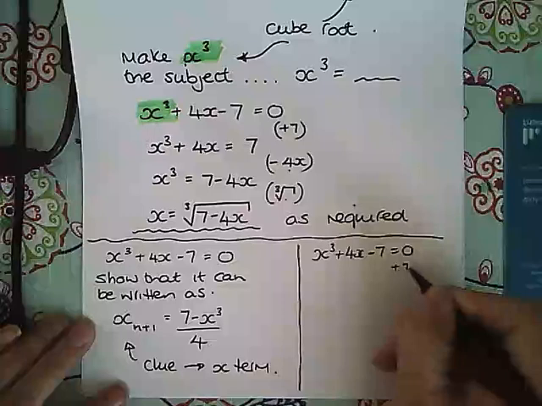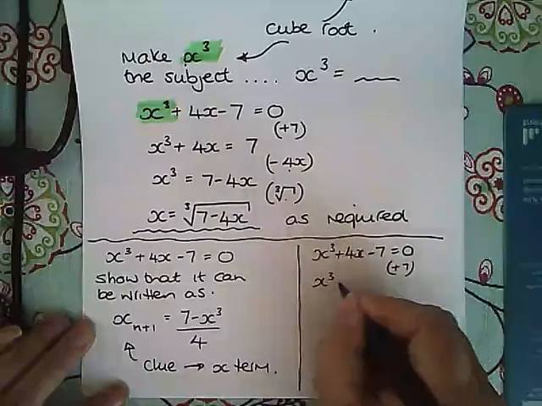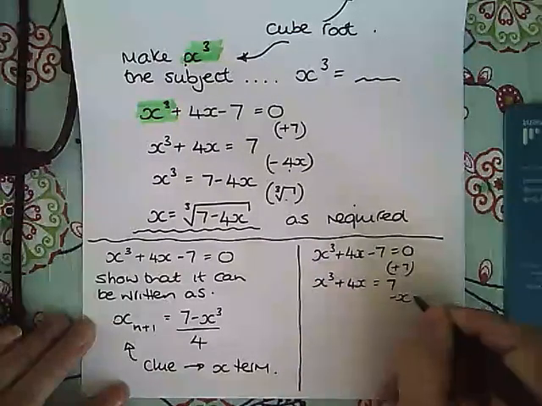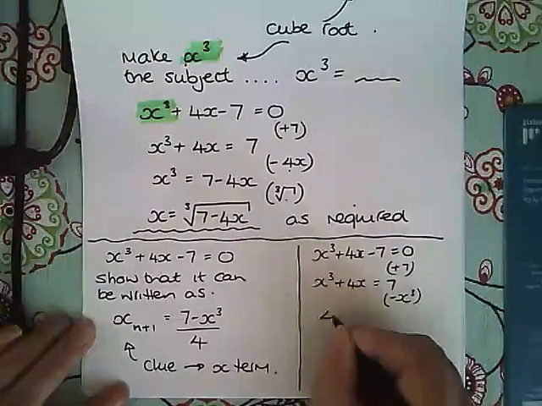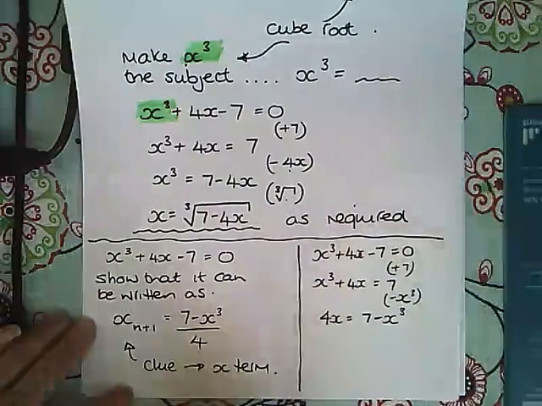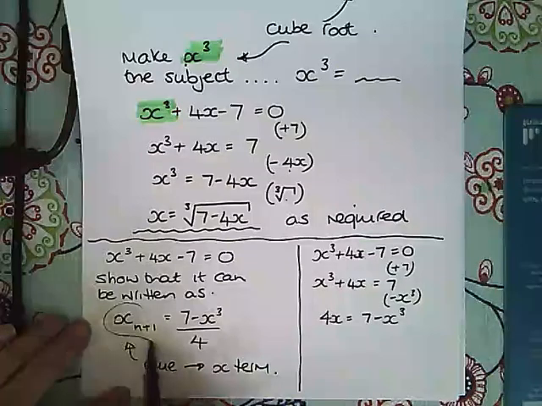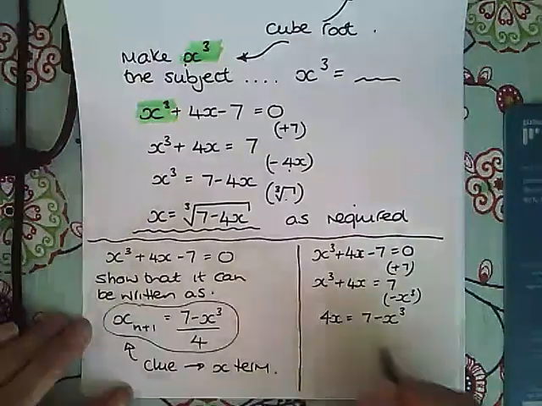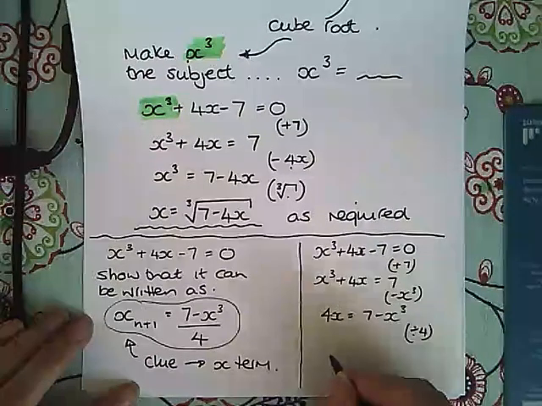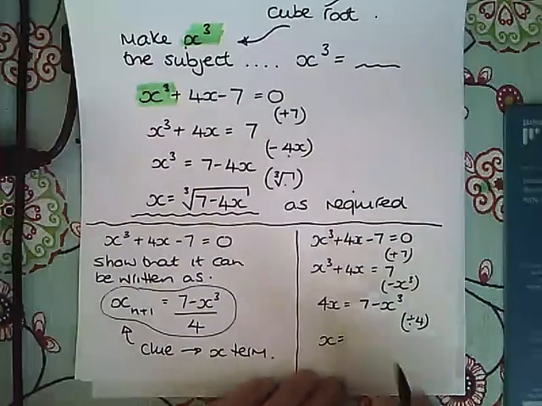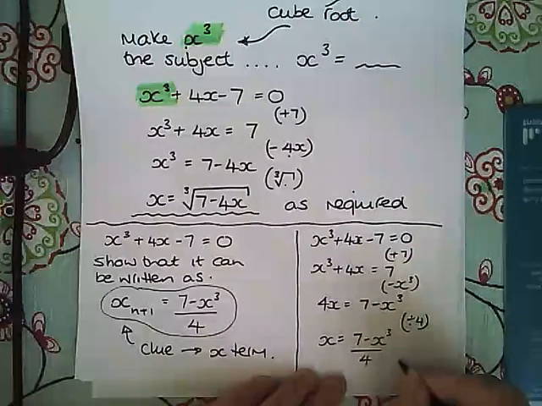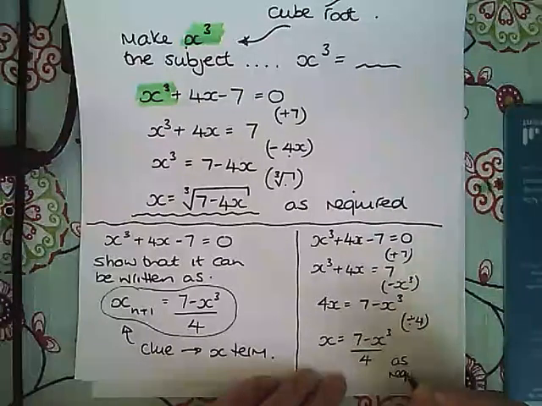Add 7 to both sides, x cubed plus 4x equals 7. Take x cubed from both sides, 4x is equal to 7 minus x cubed, and then I just want 1x because this bit here has just got 1x. Divide both sides by 4 and I get x is equal to 7 minus x cubed all over 4, and again, as required.